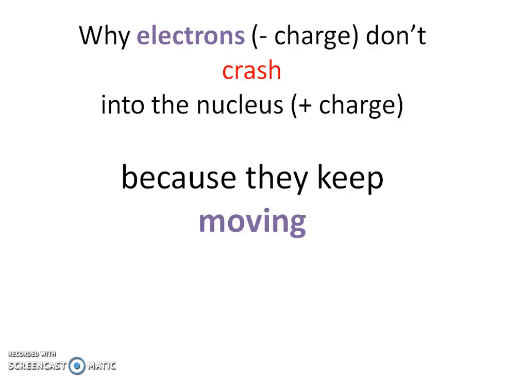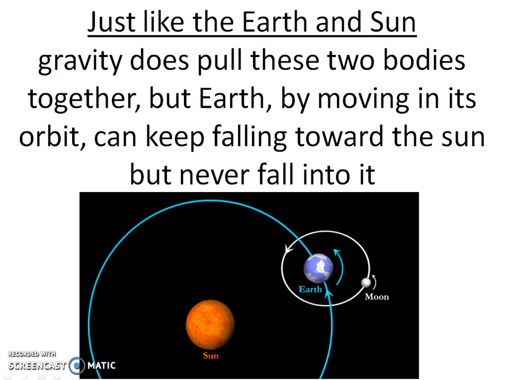Well, they keep moving. These electrons are constantly moving. If we think about the Earth and the Sun, gravity is going to pull these two bodies together. But Earth, because it's moving in its orbit and on its axis, moving two different ways, can keep from falling toward the Sun but never actually fall into it. Electrons are very similar to that. They're constantly moving around the nucleus, even though there's attraction, the same way that the Earth is attracted to the Sun because of gravity, but they never crash into each other. They stay in orbit because of the motion.